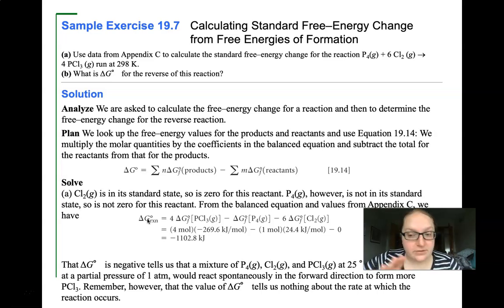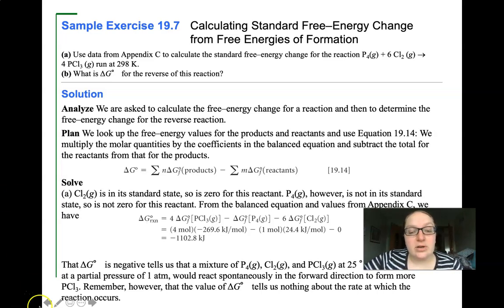So we may have to do a different way of this. We may have to use the appendix to calculate delta S naught first, and then use it to calculate delta H naught, and then we plug all that in to get delta G naught. And again, we would use that method if we were not using a 298 Kelvin reaction.